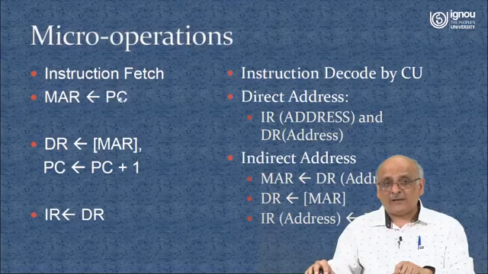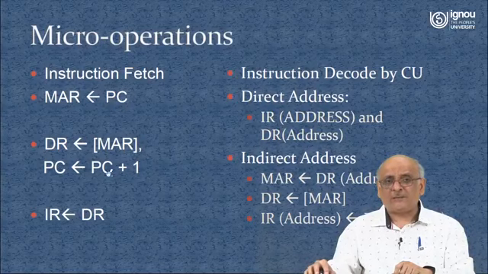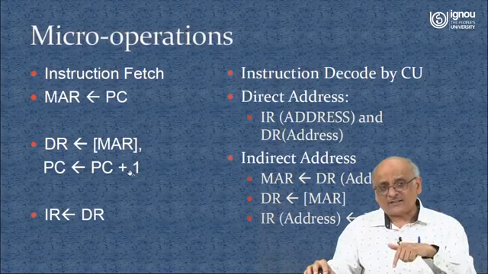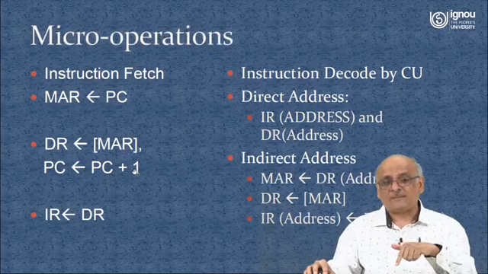Since I am already done with this PC, in parallel I don't need this PC anymore. It is to be incremented to the next instruction. Assuming that the next instruction is residing in the next memory location, I simply increment PC. This is a very simple machine.